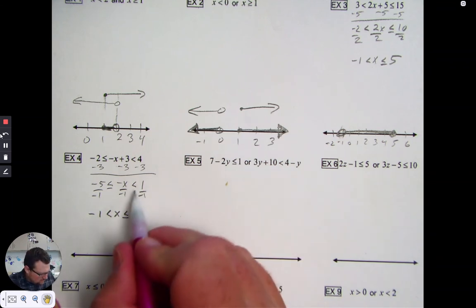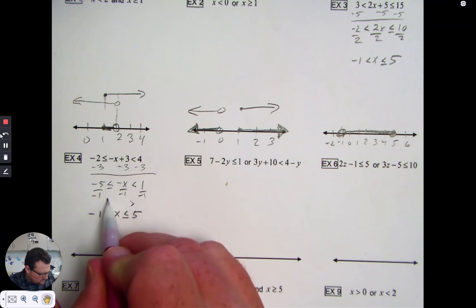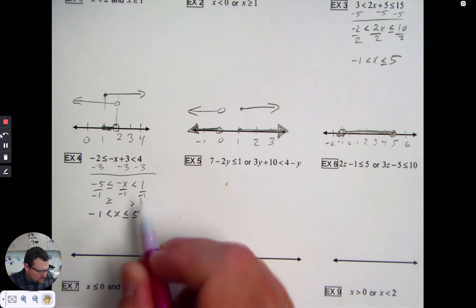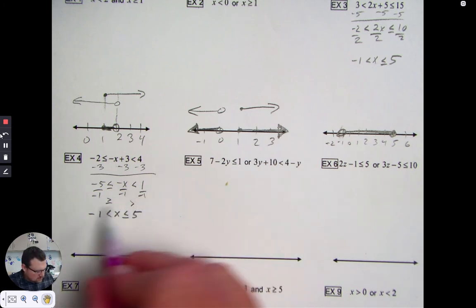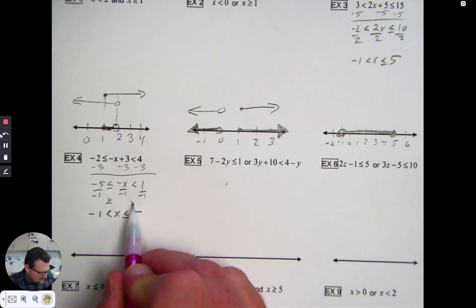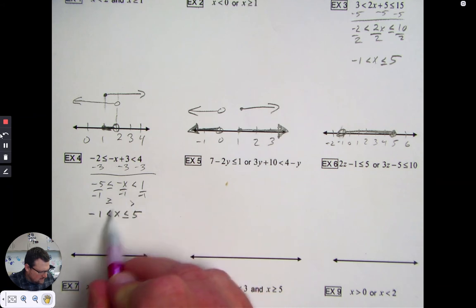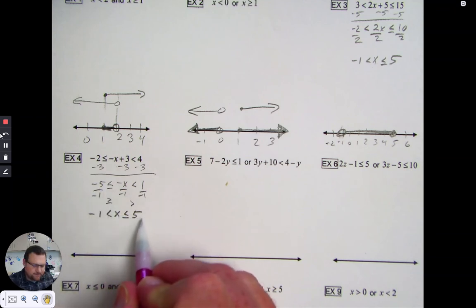So notice how these signs all had to change, right? This had to go from a less than to a greater than. This had to go from a less than or equal to a greater than or equal to. So I just flipped the order of them. Okay, so the signs are still correct, right? Negative 1 is less than x, which is what I have here. And then this x has to be less than or equal to 5. X is less than or equal to 5.